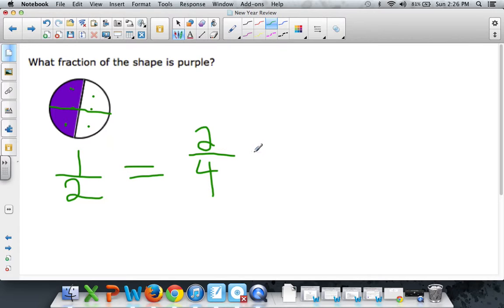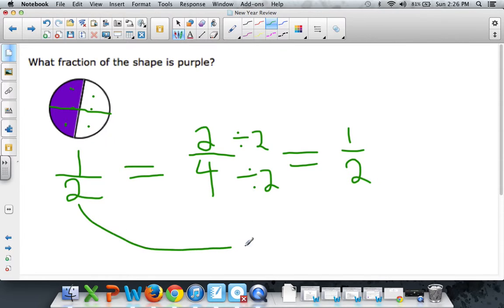Reducing, kids. That's a big boy skill. Can you see how this can be reduced? 2 divided by 2 is 1, and 4 divided by 2 is 2. So this can reduce to 1 over 2. 1/2. See? Whoop, same thing. Let's move on.